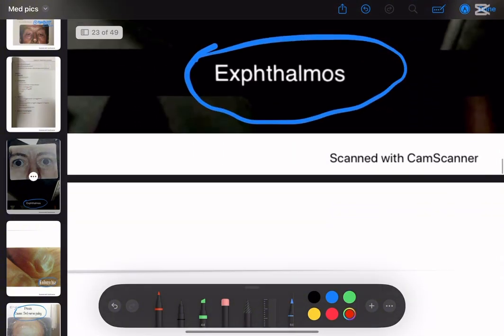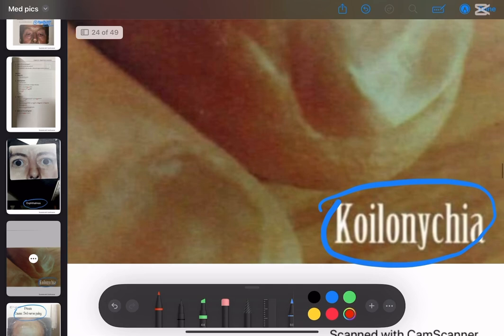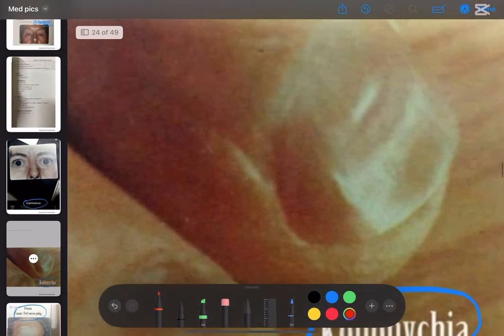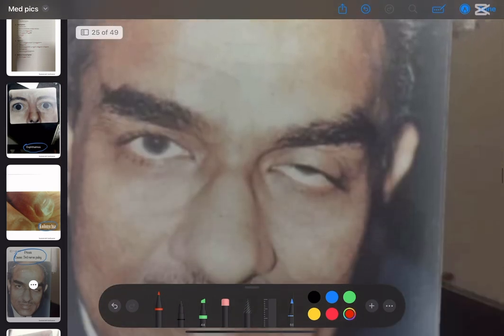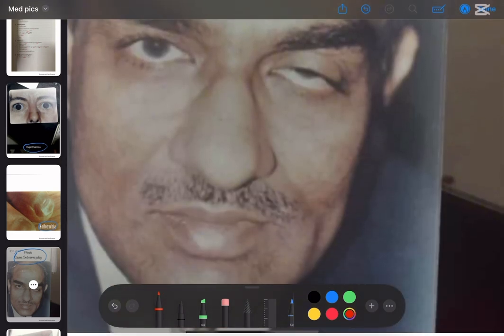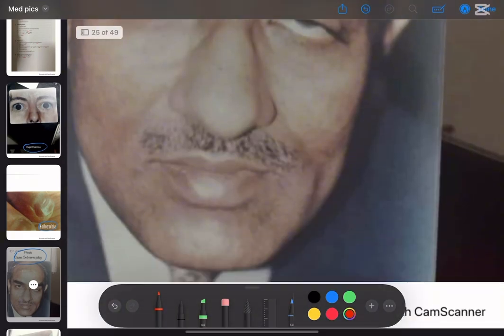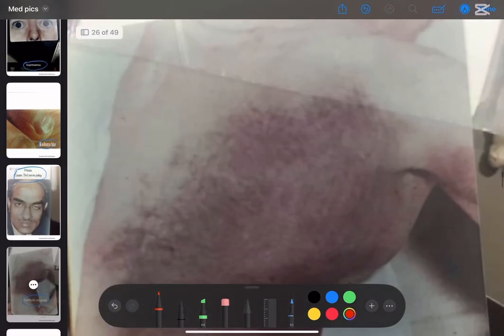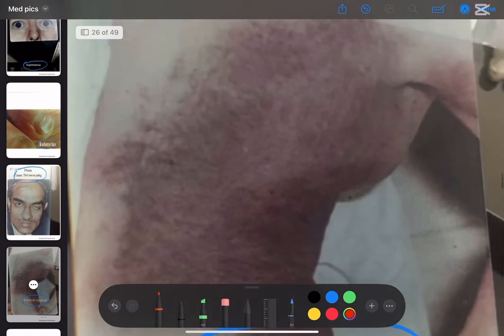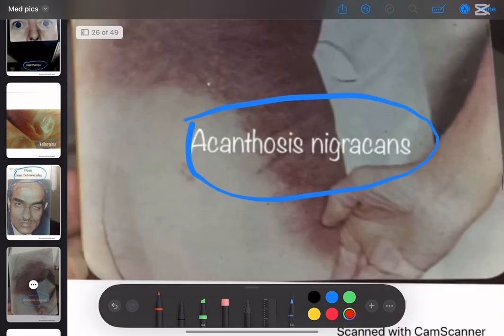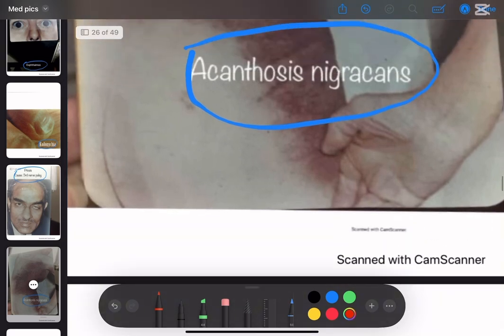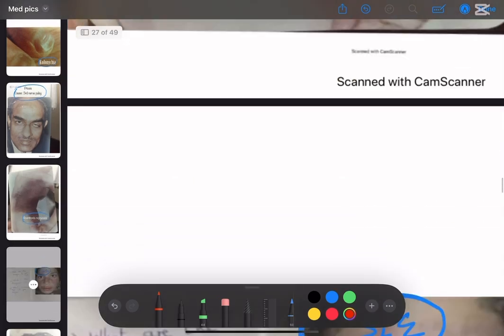Okay, this is exophthalmos. We have discussed this case already. This is koilonychia. Koilonychia is spooning of the nails, and it is due to iron deficiency. This is ptosis, and this is also known as third nerve palsy. There will be palsy on the left side. This is acanthosis nigricans, that is hyperpigmentation of the underarms or back of the neck or any other area of the body, and this usually occurs in patients of diabetes mellitus.